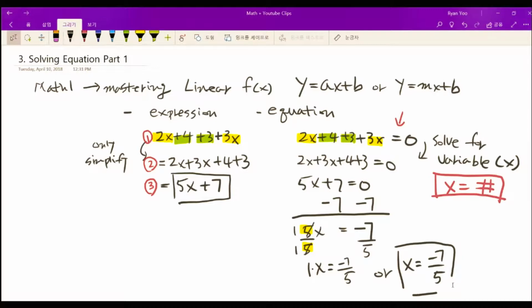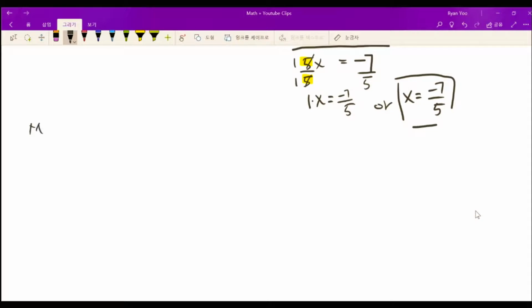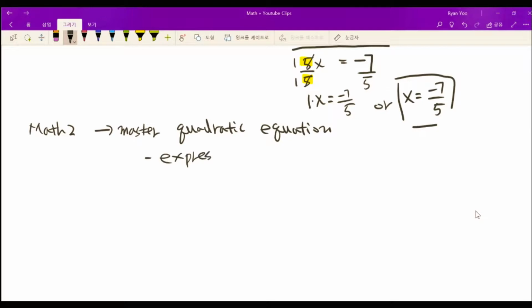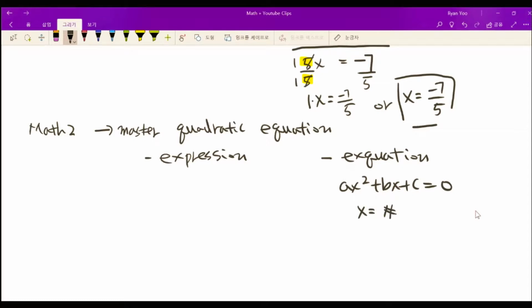And next, let me scroll down a little, when you go to Math 2, now we are going to master quadratic equation. And for quadratic equation, again, there is an expression and there is an equation. An equation generally looks like ax squared plus bx plus c equal to 0. Since this is a quadratic equation, you're going to find x is equal to something, but you usually have two answers. So x is equal to some number 1 or x is equal to some number 2.